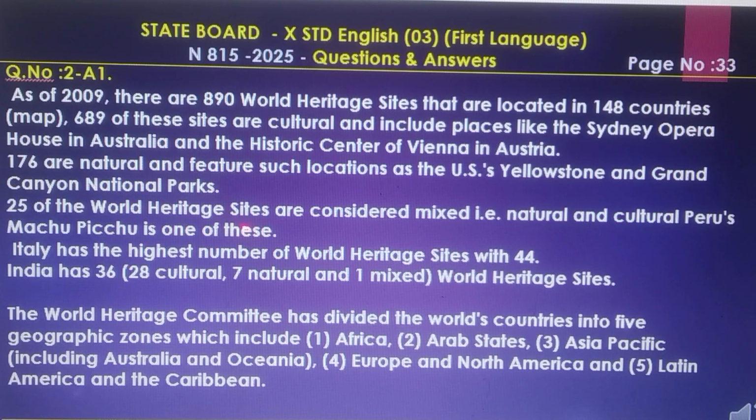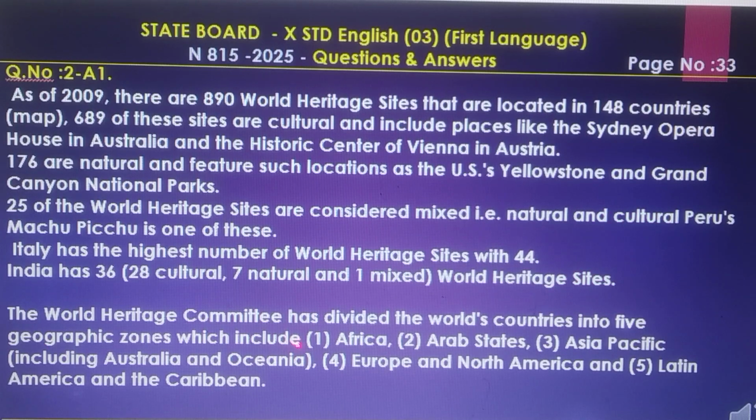25 of the World Heritage sites are considered mixed, that is, natural and cultural. Peru's Machu Picchu is one of these. Italy has the highest number of World Heritage sites with 44. India has 36: 28 cultural, 7 natural, and 1 mixed World Heritage site.